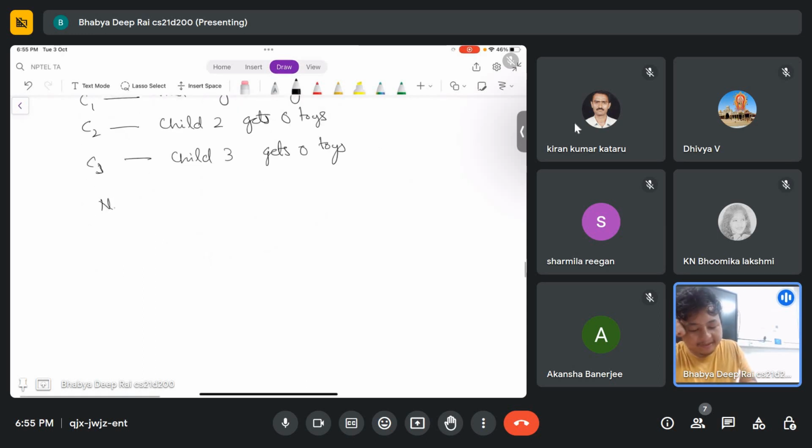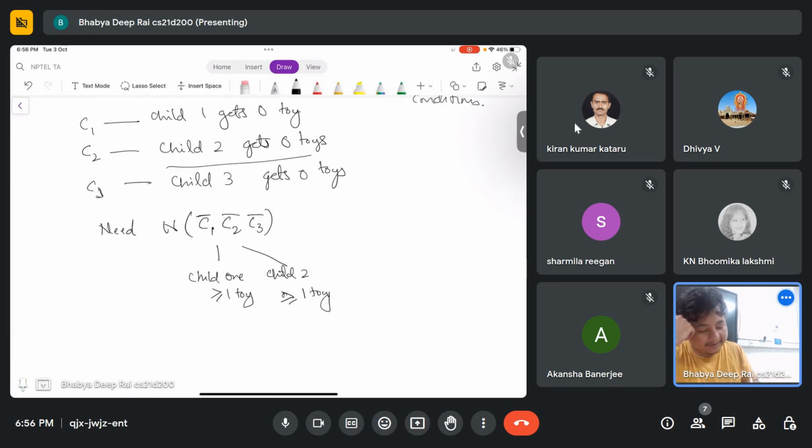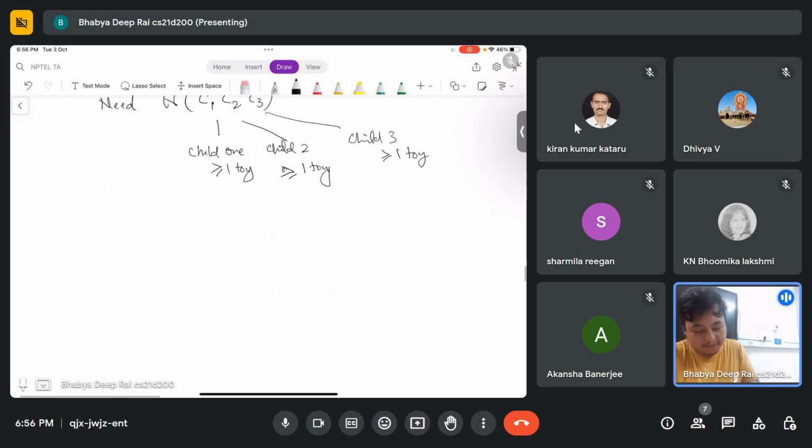As always, what do we need? We need the number of ways in which C1 bar, C2 bar, C3 bar, which is child 1 gets at least one toy, child 2 at least one toy. Since we know that the opposite of 0 toys is at least one toy, C3 bar is child 3 gets at least one toy. This is the idea. Okay. Now the rest you know how to do.